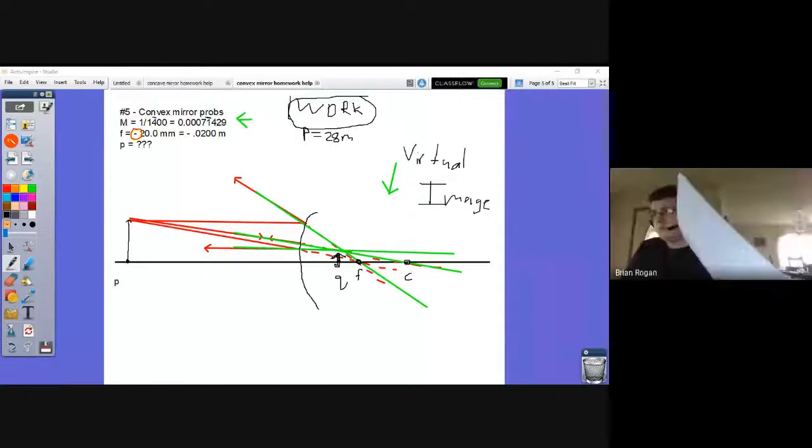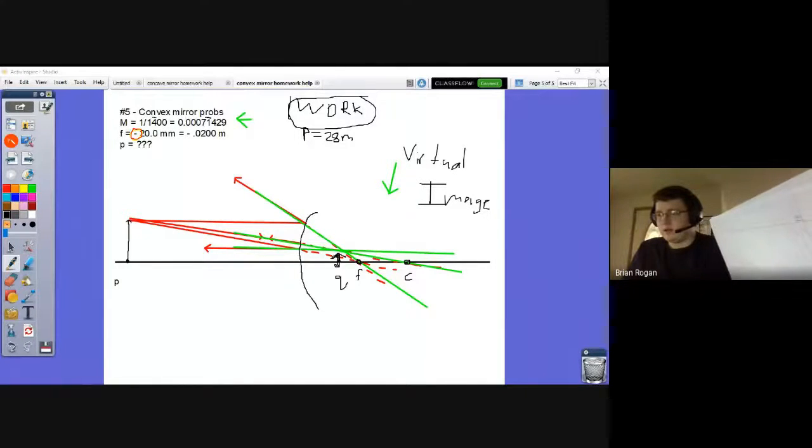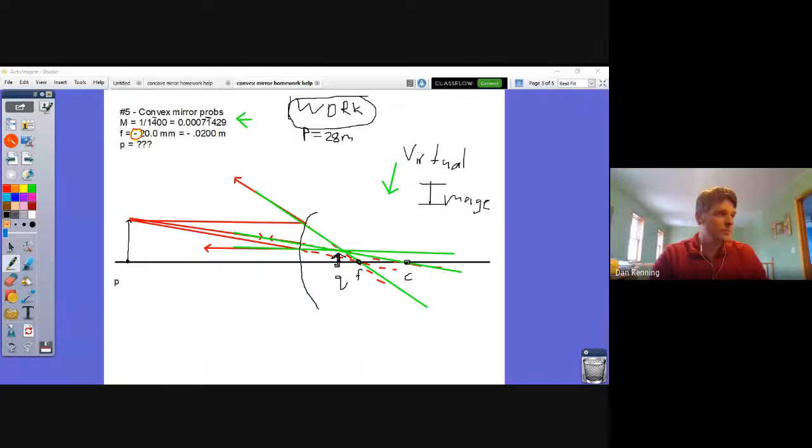So when you try and find M for magnification, do you use either H prime over H or negative Q over P, depending on which givens you have? That's exactly right, Brian. You can use either one depending on which givens you have or whichever one's easiest. Sometimes you can use both in the same problem. Yes.